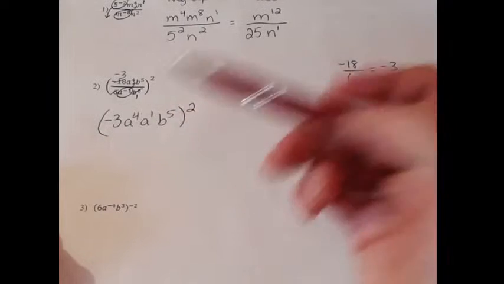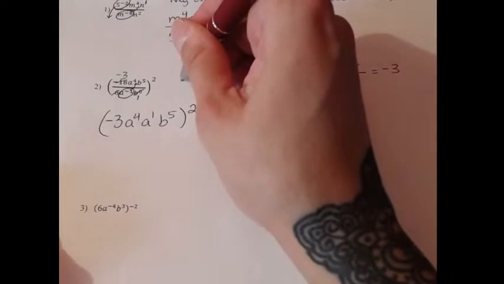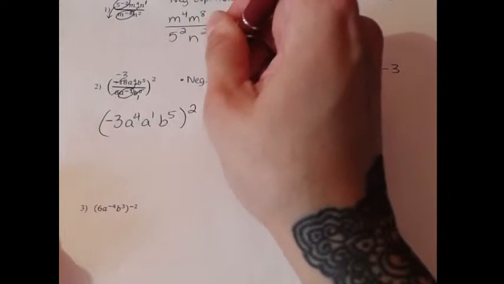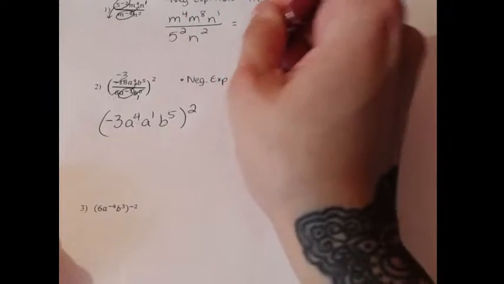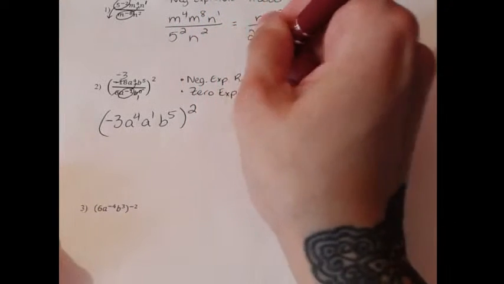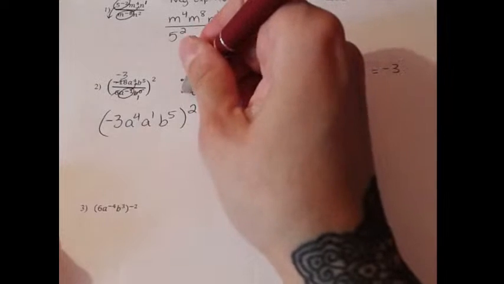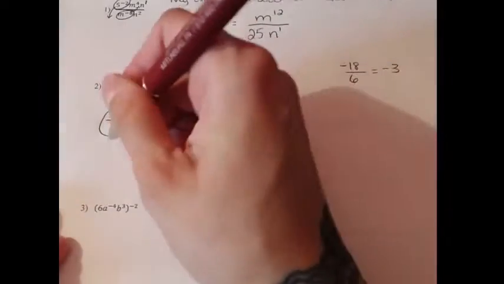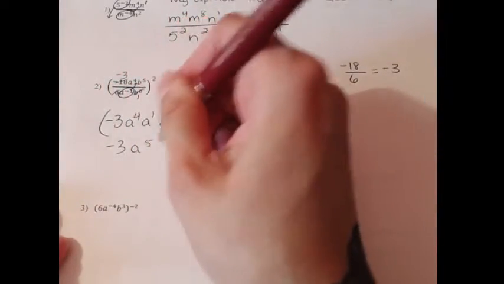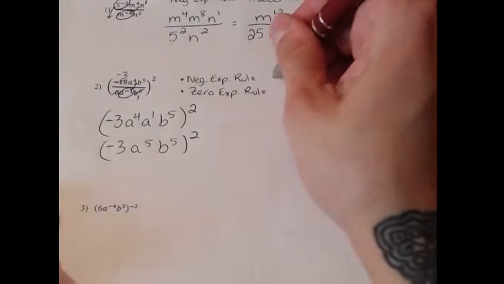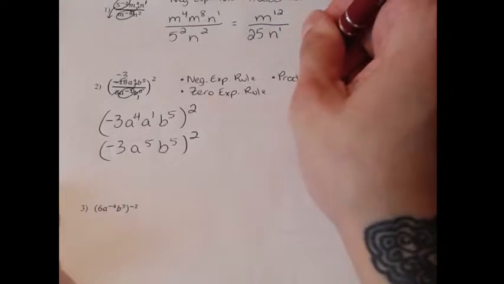Well, I want to combine these first. So I used the negative exponent rule. And I actually only used the 0 exponent rule. Okay, that's actually what I did. I did not use a quotient rule because I didn't have to. Next, I'm going to multiply these two, so I get negative 3a to the 5th power, b to the 5th power, raised to the 2nd. So I've just used the product rule.